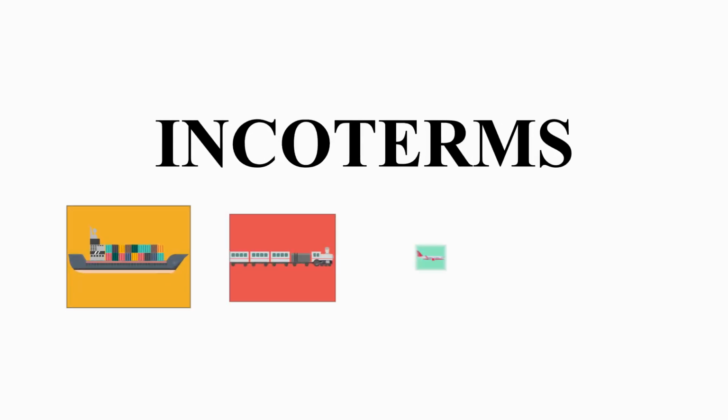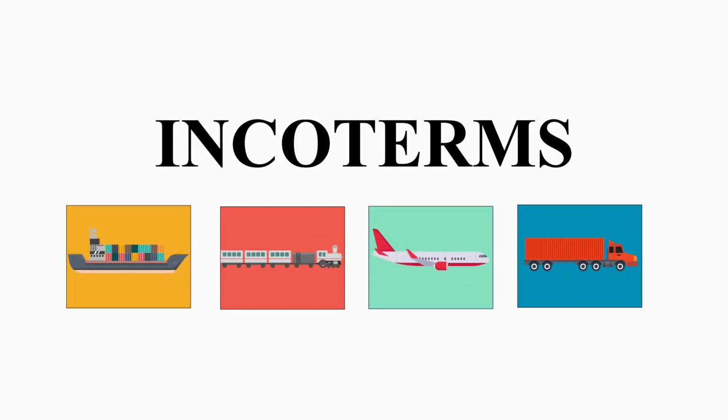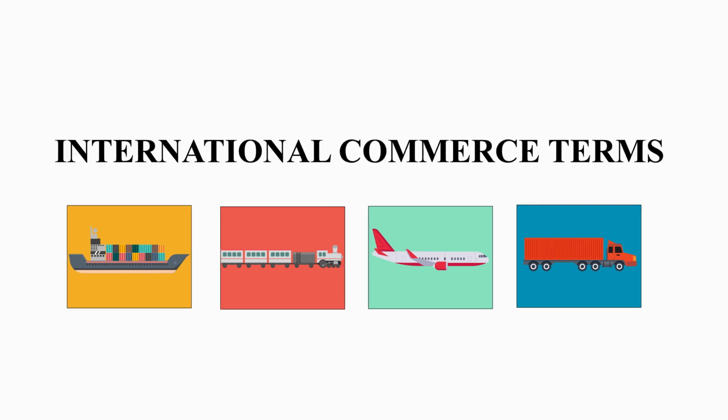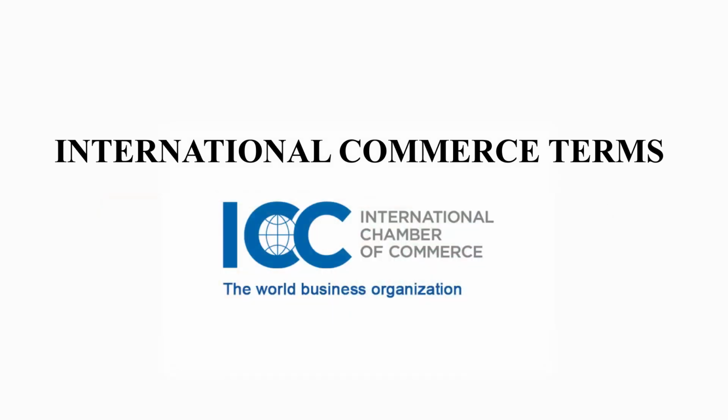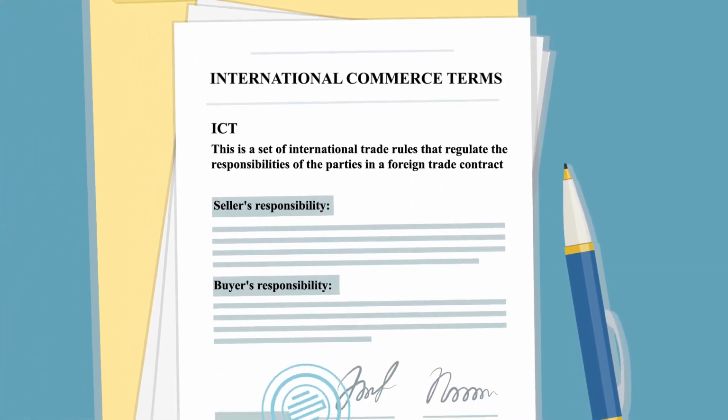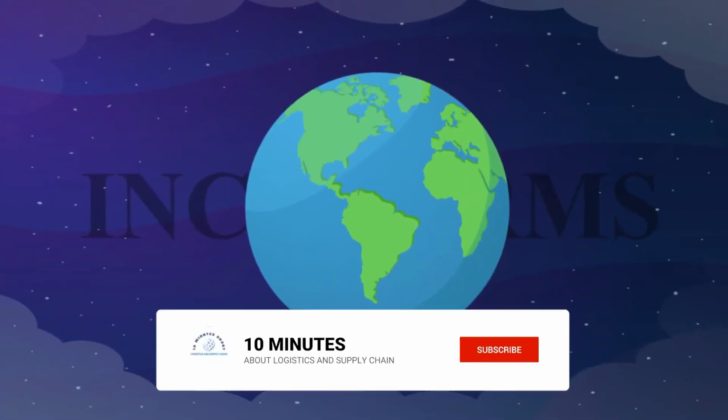Now let's start with the first lesson and one of the cornerstones of the logistics industry: Incoterms. Incoterms is an acronym for the English phrase International Commerce Terms, published by the International Chamber of Commerce, ICC. This is a set of international trade rules that regulate the responsibilities of the parties in a foreign trade contract.